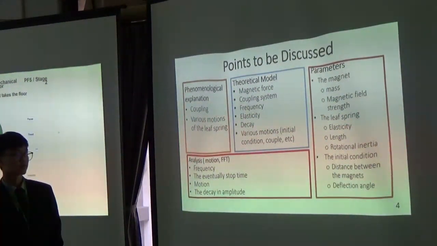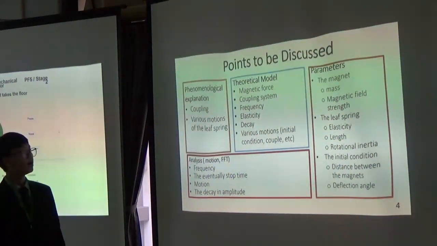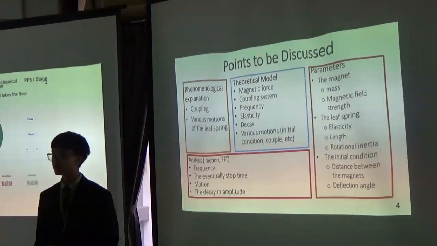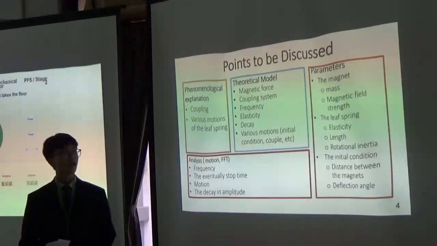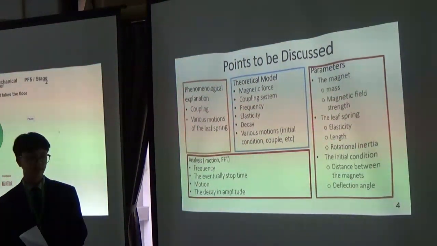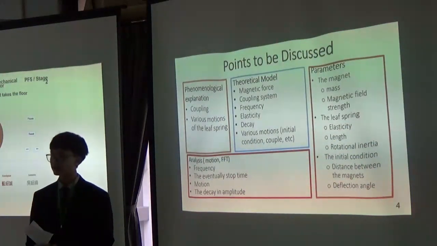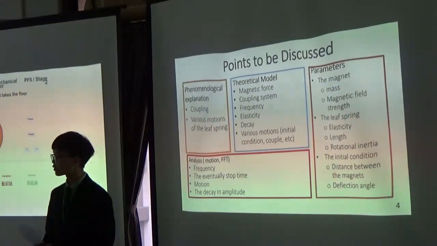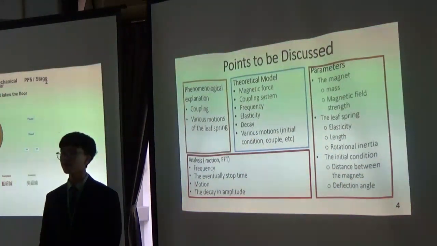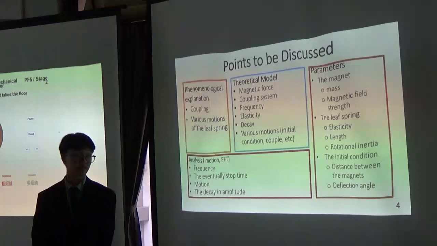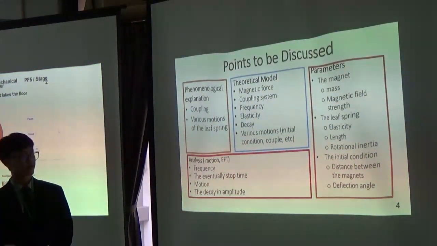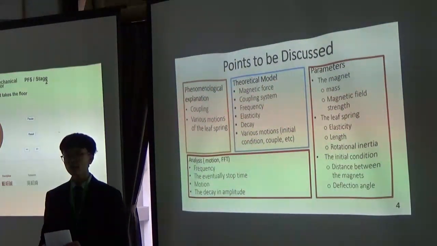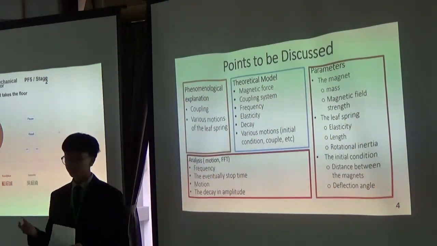There are many parameters to discuss. For the magnet, we want to consider its mass, because if its mass is bigger, it's harder to move. And the magnetic field strength: we want to investigate how strongly the magnetic field affects the motion of the pendulum. For the leaf spring, we believe that the material will cause a lot of deviation, since they use metal in their experiments. I'll discuss it later. And the length of the spring, the elasticity of the spring, and the rotational inertia of the spring will also affect the motion of the leaf spring.